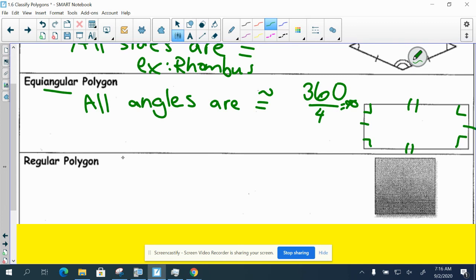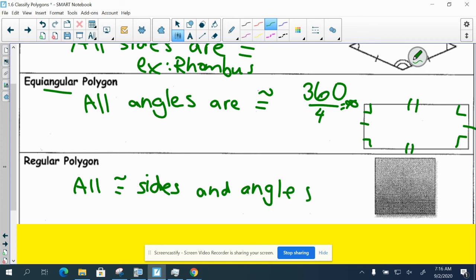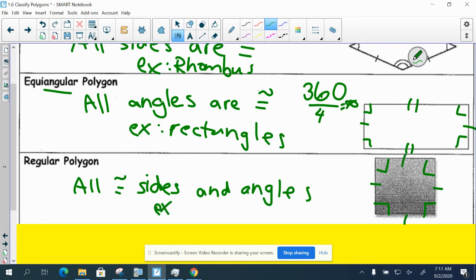And then a regular polygon would be both of these combined, so all congruent sides and angles. Back up here, the example for equiangular would obviously be a rectangle. And then if you combine a rhombus and a rectangle, you get a square. So all congruent angles, 90 in this case, and all congruent sides. A square.